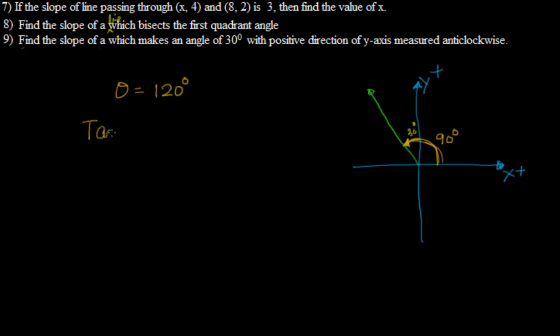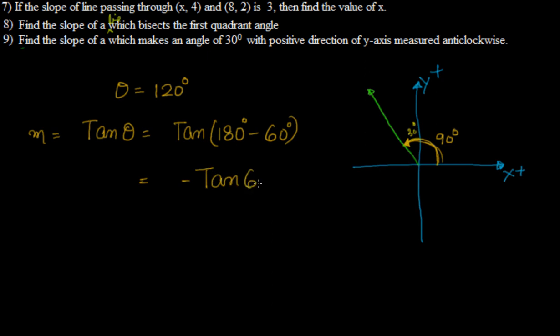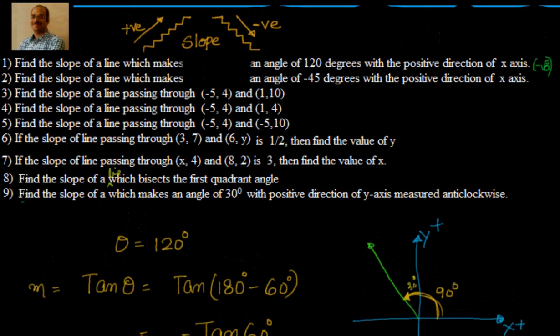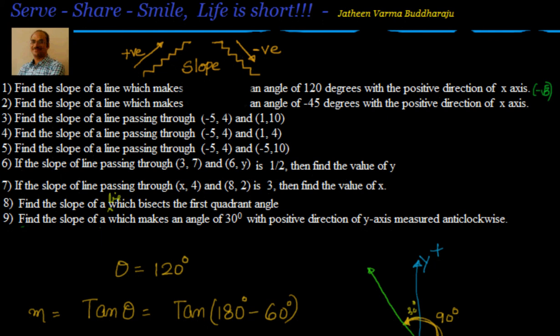Now we know if theta equal to 120 degrees, we did already the problem where the slope is equal to tan 120, that is tan of 180 minus 60, that's equal to minus of tan 60 degrees, that's equal to minus root 3. So these are some simple problems related to finding the slope.